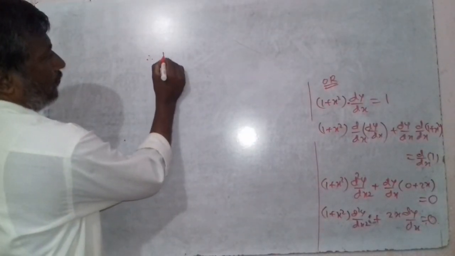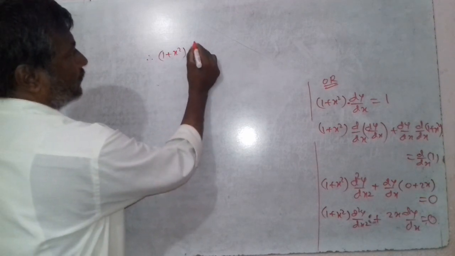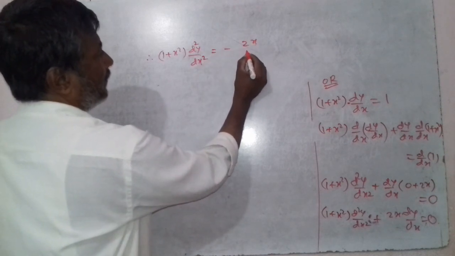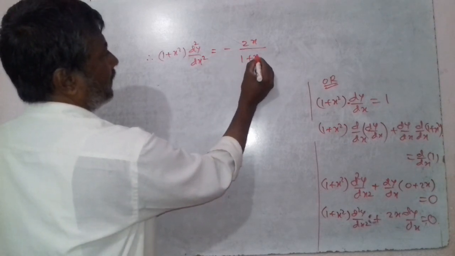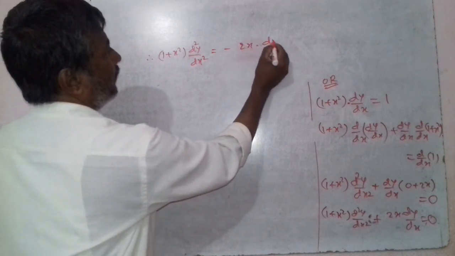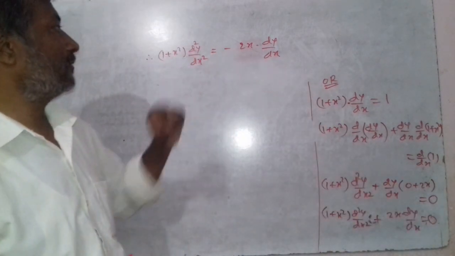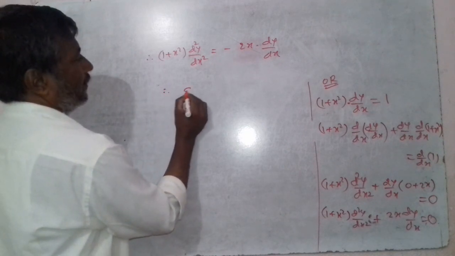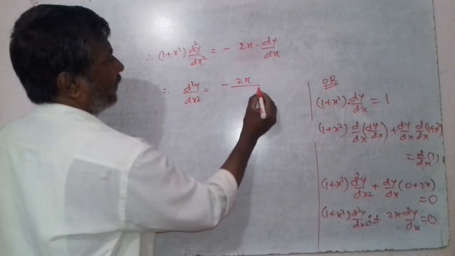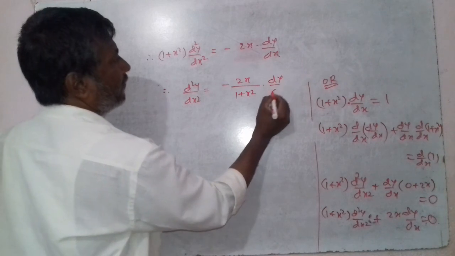Therefore 1 plus x square d square y by dx square equals minus 2x into dy upon dx. So this goes to the RHS and becomes minus. Therefore d square y by dx square equals minus 2x divided by 1 plus x square into dy by dx.